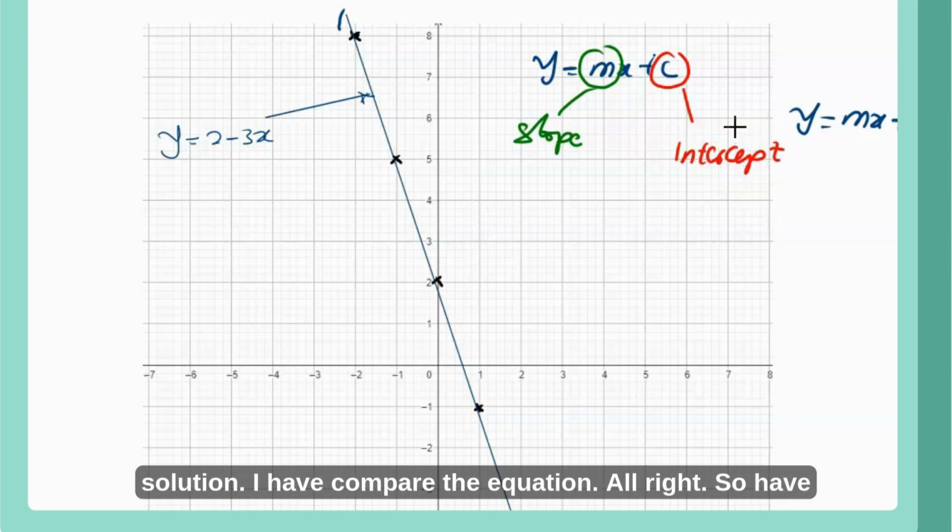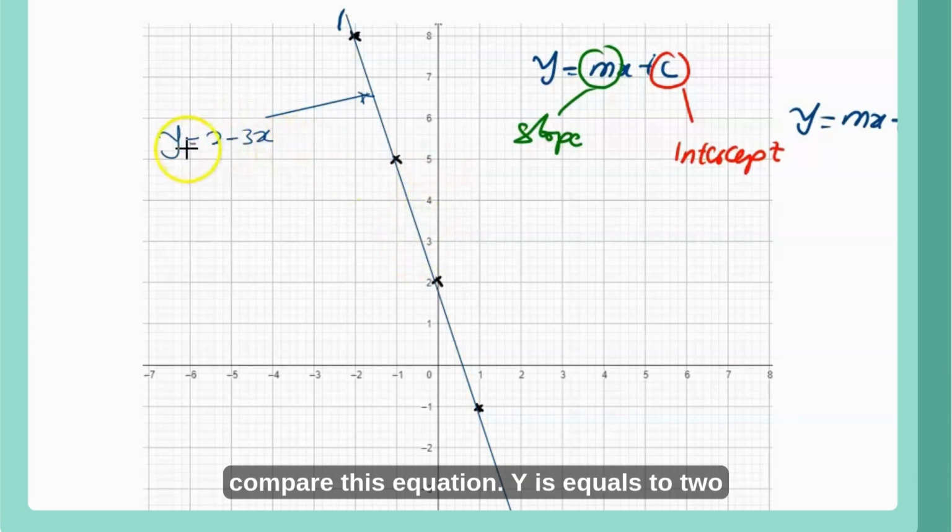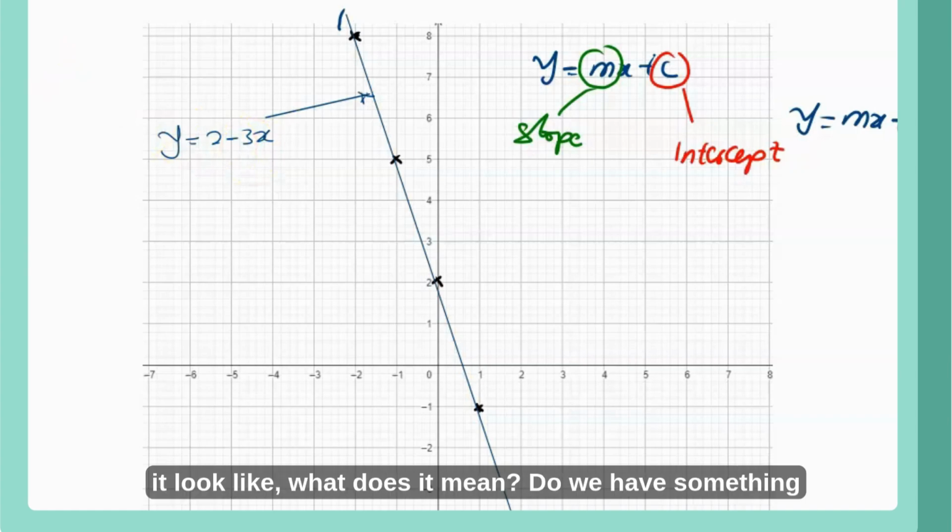So now we have to compare the equation. We have to compare this equation, y is equal to 2 minus 3x. What does it look like? What does it mean? Do we have something familiar with this?